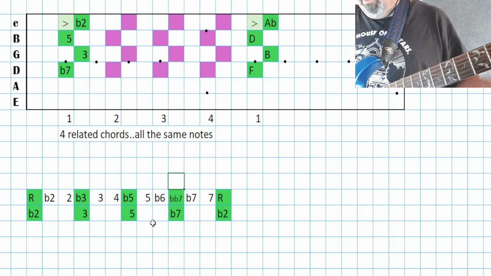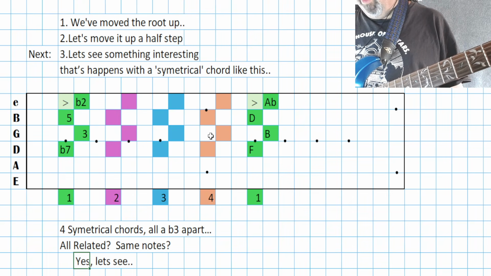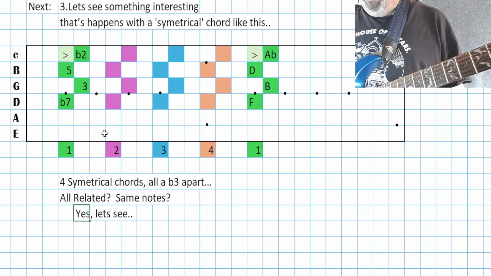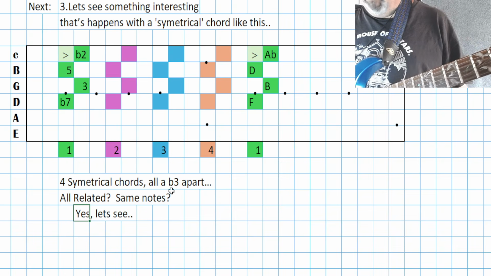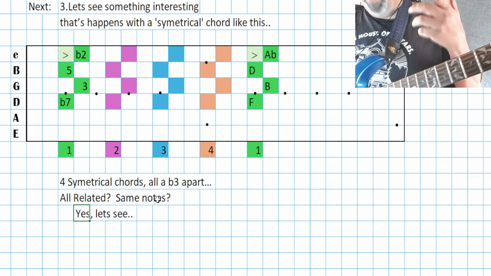That's what that is all about. So you got these 4 chords here. So 1, 2, 3, and 4. And the question then is, there are 4 symmetrical chords. They're all a flat third apart. Are they related? Do they have the same notes?